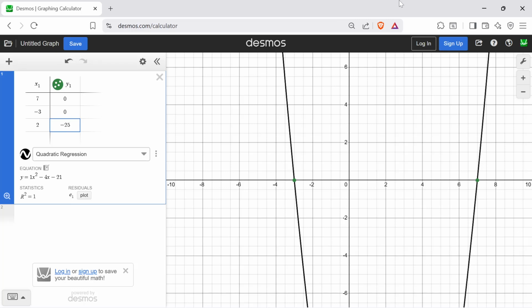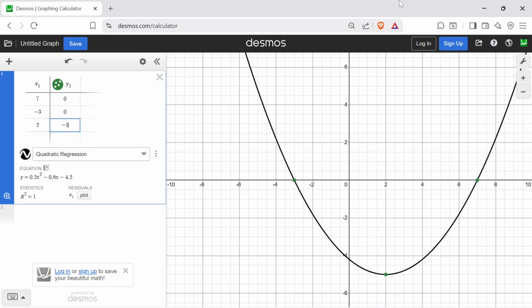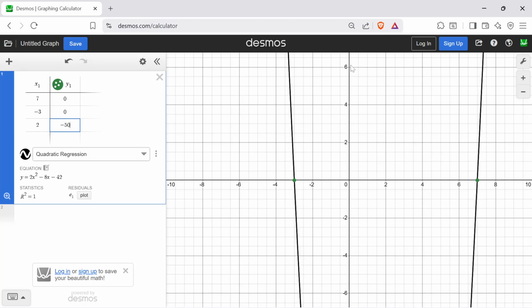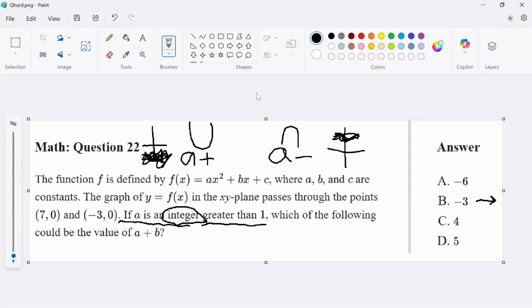Now, I think I have this already. Probably if I double that, I'll get a equals 2, which is true. But even if you don't see that, just start going to smaller and smaller numbers. Negative 27, negative 35, negative 42. Eventually, you'll see the pattern. So now a is 2, b is negative 8. 2 plus negative 8 is negative 6. And that's one of the answer choices.